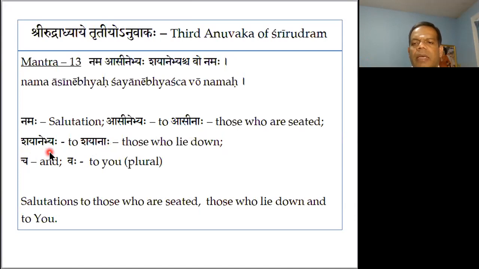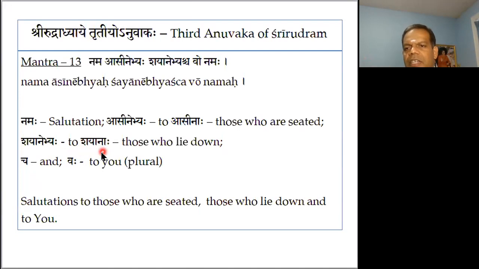The next word, shayanebhyah. Because shayanebhyascha is made of two words, shayanebhyah and cha, the visarga becomes s because of the joining of those two words. When joined together, it becomes shayanebhyascha. It's called sandhi. So shayanebhyah means to the shayanah. This is again the fourth vibhakti, the fourth modification of the simple noun shayanah, which is a plural noun. Shayanebhyah namaha means salutation to the shayanah. So who are shayana? Those who lie down.